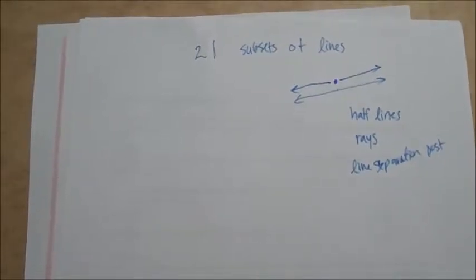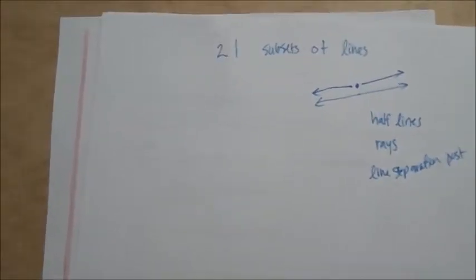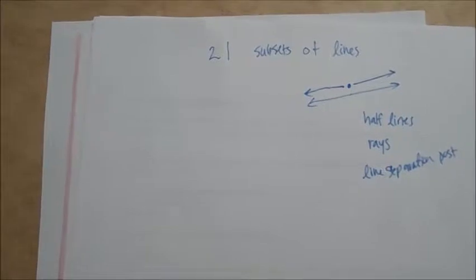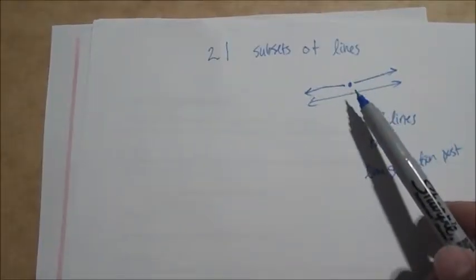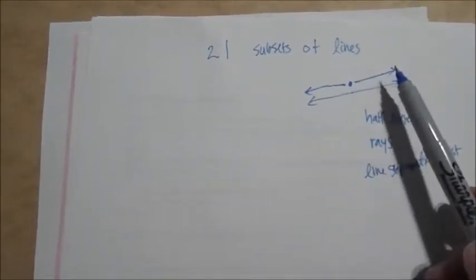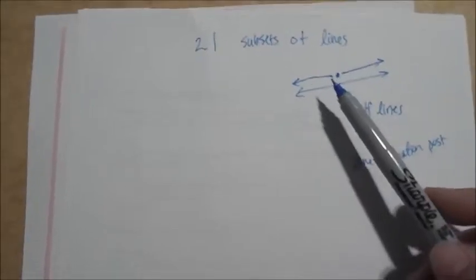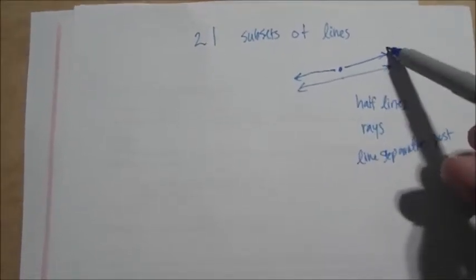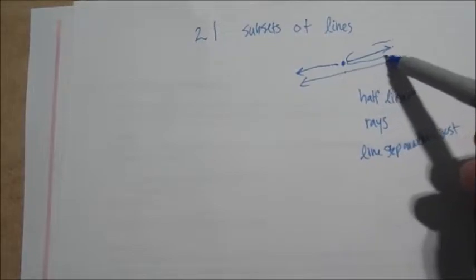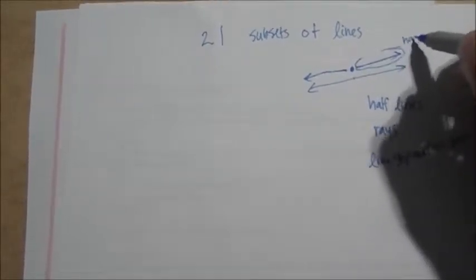So if we're going to talk about half lines, the definition of a half line in your book says it's the set of all the points on a line that are on the given side of a given point on the line. So this right here is a half line.